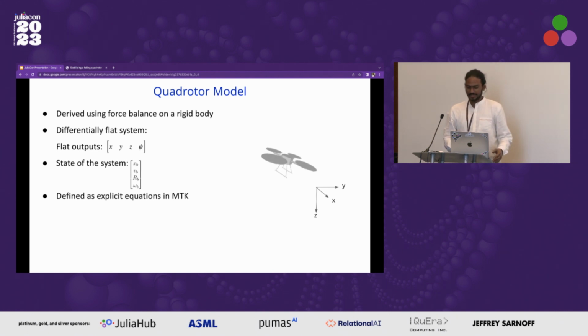The dynamical equations are explicitly defined in MTK. The quadrotor is a very well documented problem in controls and serves as a platform to showcase controls, estimations, and various other applications.